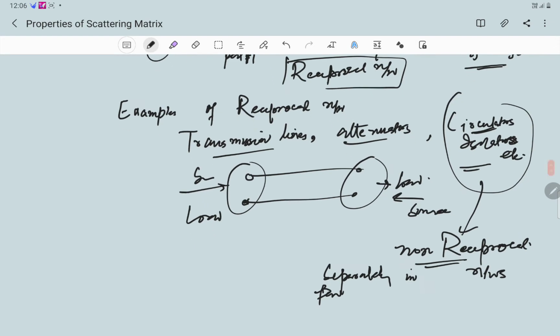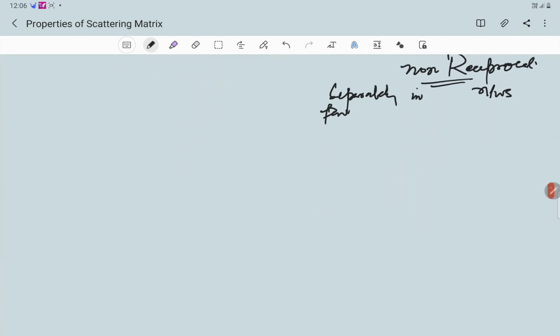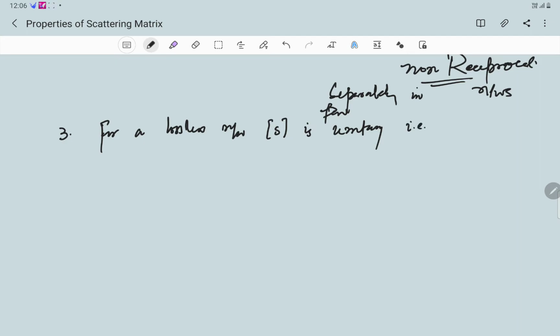Now coming to property number 3. For a lossless network, the S matrix is unitary. That is, S transpose into S conjugate is a unit matrix.